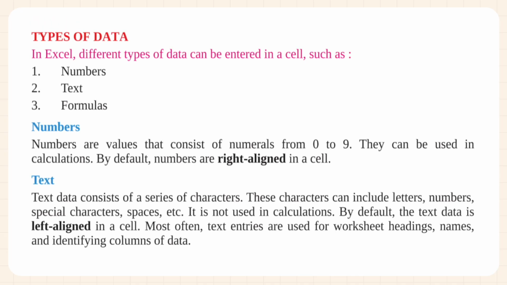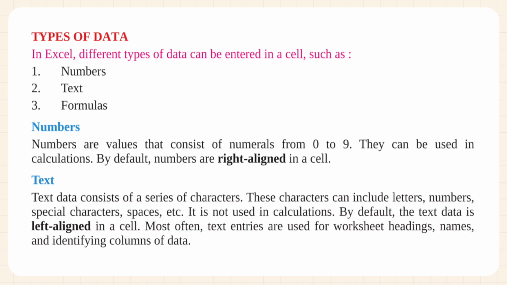Types of data. In Excel, different types of data can be entered in a cell, such as 1. Numbers, 2. Text, 3. Formulas. Numbers. Numbers are values that consist of numerals from 0 to 9. They can be used in calculations. By default, numbers are right-aligned in a cell.